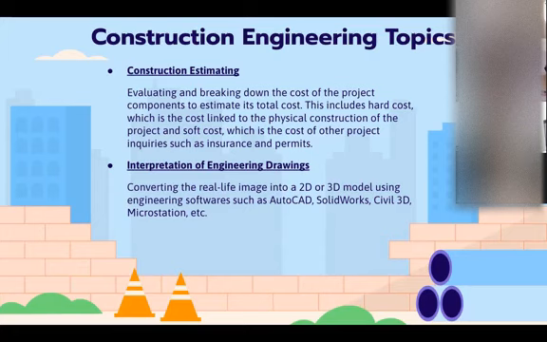And for the last one, interpretation of engineering drawings, we convert real life images into a 3D or 2D model using engineering software such as AutoCAD, SolidWorks, Civil 3D, MicroStation, and so on. So for that, we use all the apps that we've been studying so people can see the real life image in the PDF file more easily, so we can work from that, and it's easier for many parties to join and see our drawing, so we can know what to do next. Yeah, thank you.